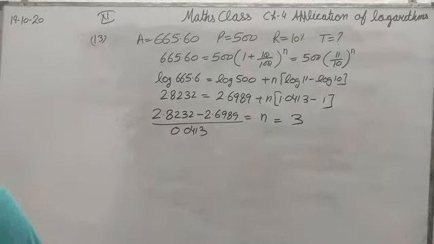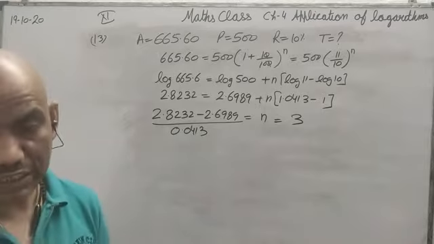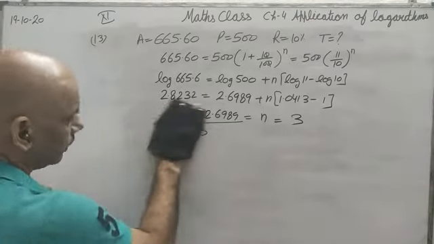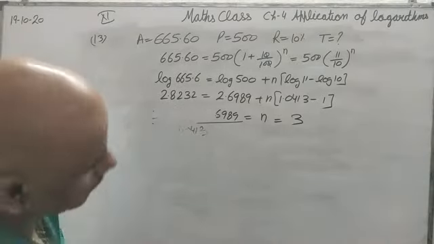Then there may be one question in which different rates are given. Rates are different. So how will we do that? That is question number 16.